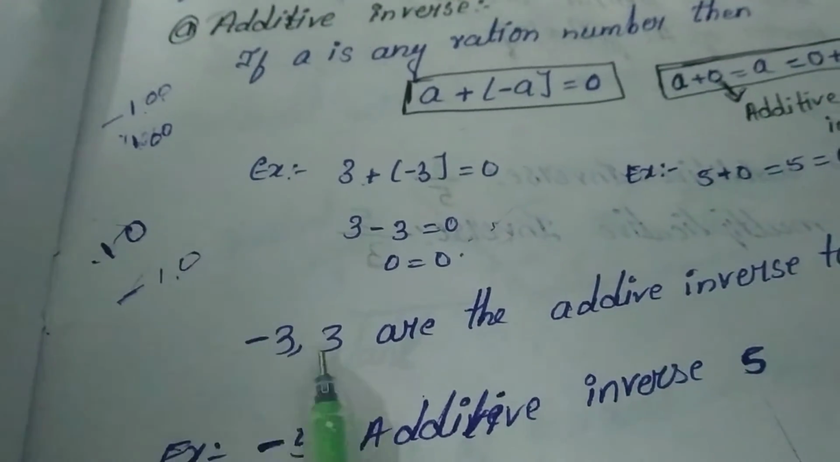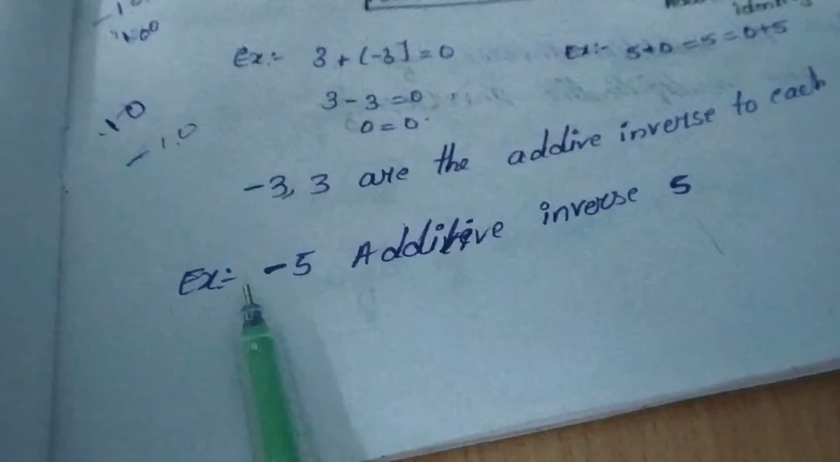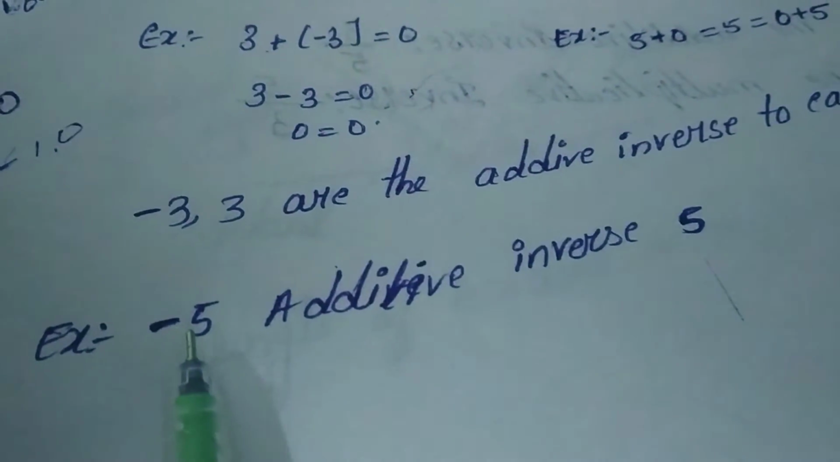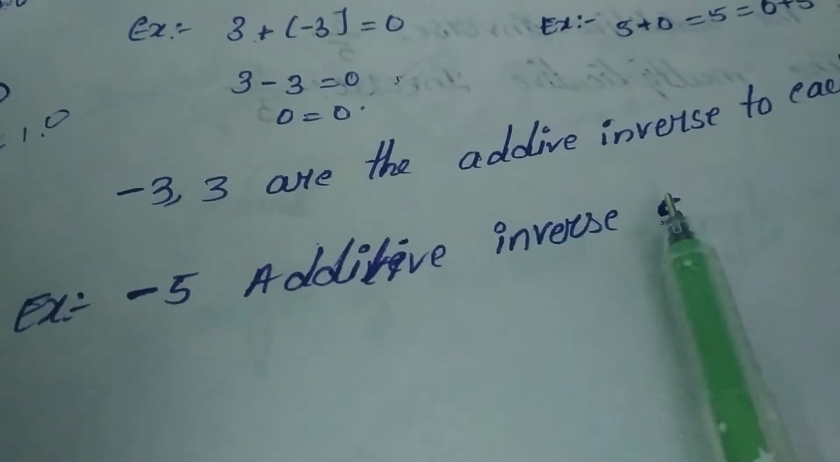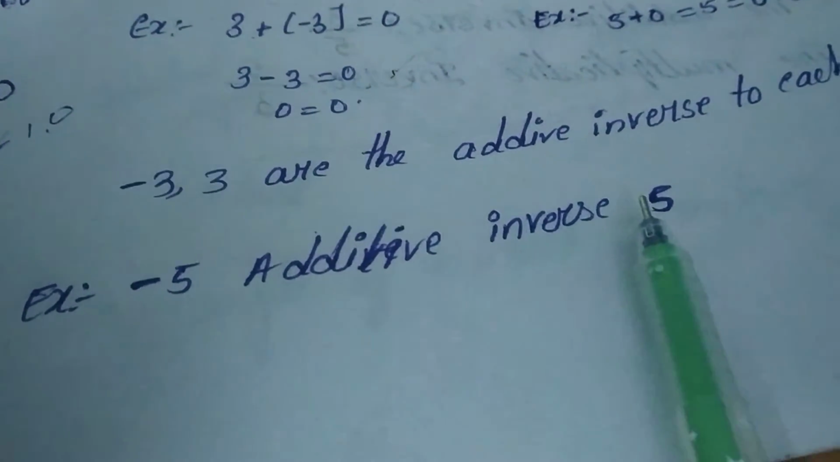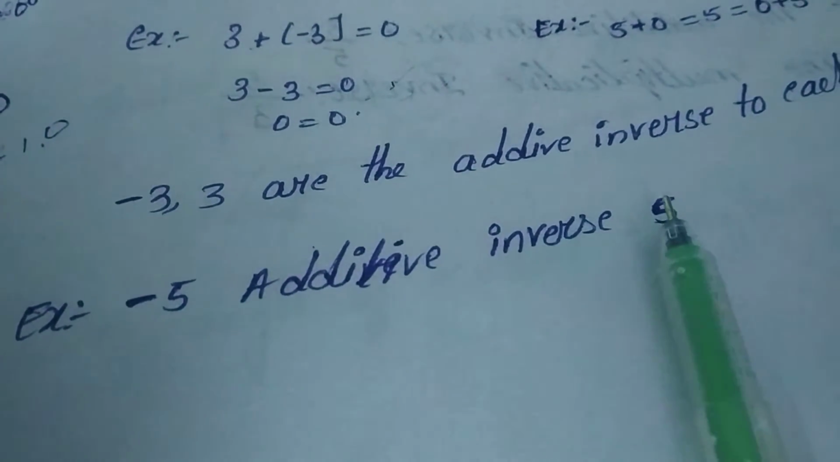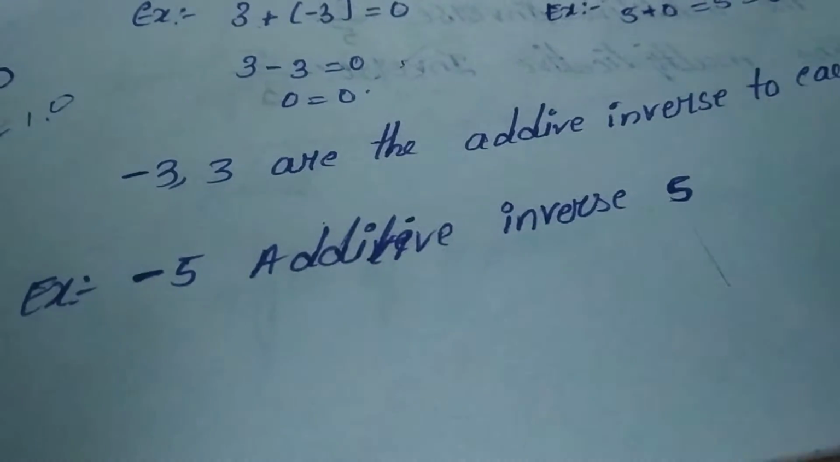They are additive inverses of each other. Okay, we are taking one more example. Here minus 5 is the additive inverse of 5, and we can also say 5 is the additive inverse of minus 5.